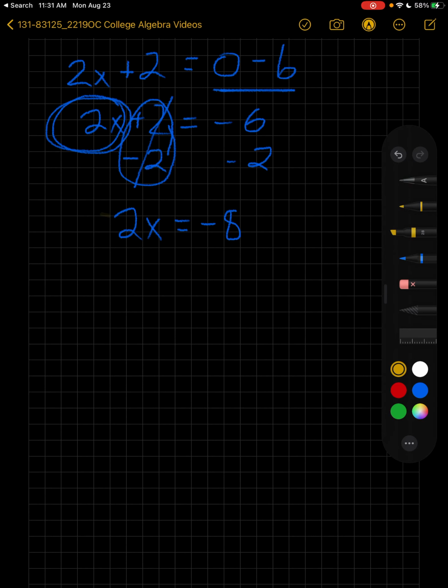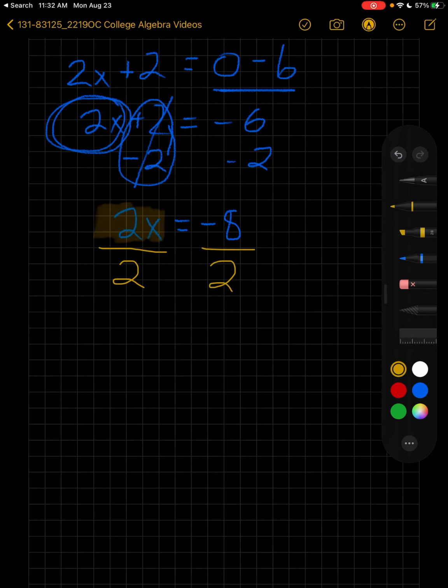Now I need to pay attention to how 2 is modifying x. So here, when you have two numbers written next to each other like this, what this means is that I'm actually taking 2 and I'm multiplying it by x. And because the opposite of multiplication is division, I want to undo the multiplication of 2, so I will divide by 2 on each side.